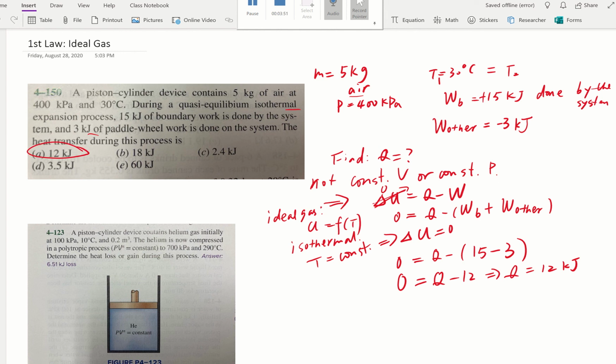So a quick recap on this problem. It is first law. However, it's not constant pressure or constant volume, so we go back to the most original equation, delta U equal to Q minus W. Then this is ideal gas. For ideal gas, trying to find delta U, we know if it's an isothermal process, U1 and U2 are the same because they are a function of temperature only. So delta U equals 0. Then we use the work sign convention. All right, so that's how we solve this problem.